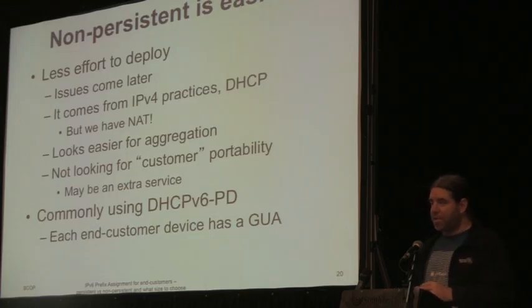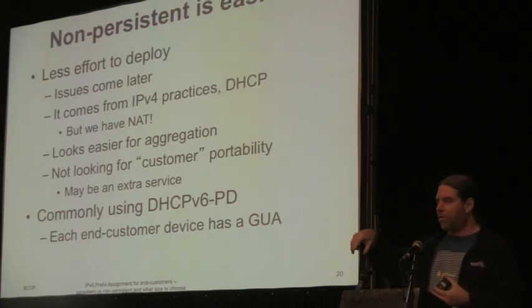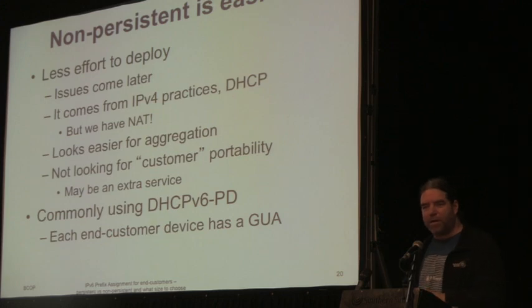Yes, non-persistent is easier, and operators are quite keen to cut corners. I know, I've been one for 20 years. You know, why complicate things if they can be done easily? You put your pool of IPv6 addresses on the BNG, and then you let them assign easily. It's easily done.